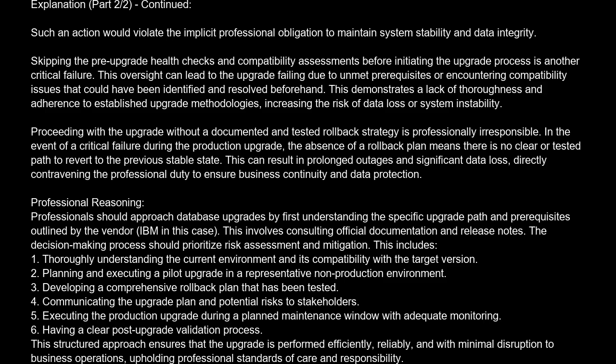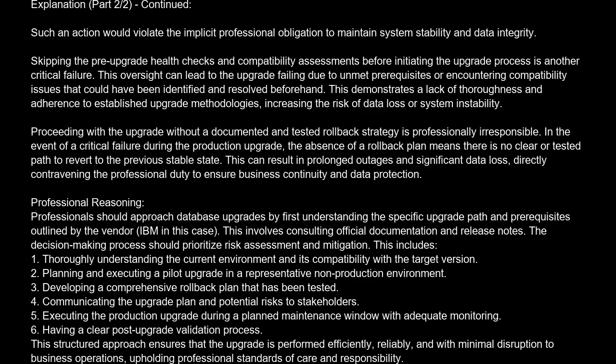Skipping the pre-upgrade health checks and compatibility assessments before initiating the upgrade process is another critical failure. This oversight can lead to the upgrade failing due to unmet prerequisites or encountering compatibility issues that could have been identified and resolved beforehand. This demonstrates a lack of thoroughness and adherence to established upgrade methodologies, increasing the risk of data loss or system instability.